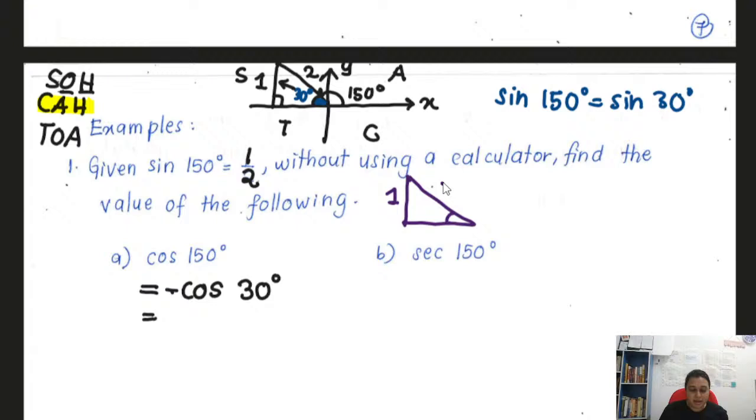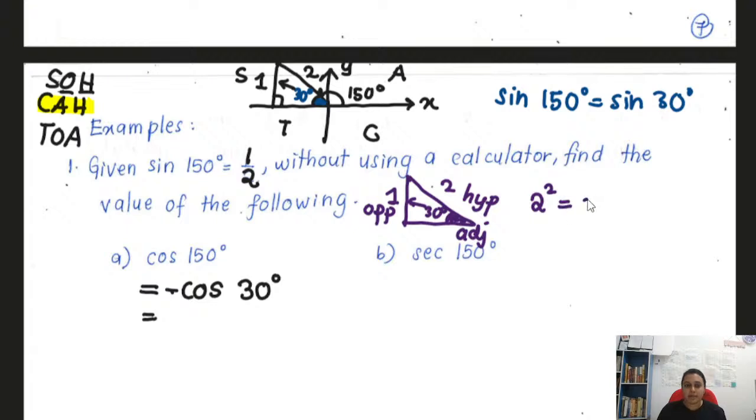Here the value is 1. Here is 2, isn't it? Okay. Adjacent. This is hypotenuse. This is opposite. Okay, what is the adjacent? What is the value below it? Use the Pythagoras theorem first.